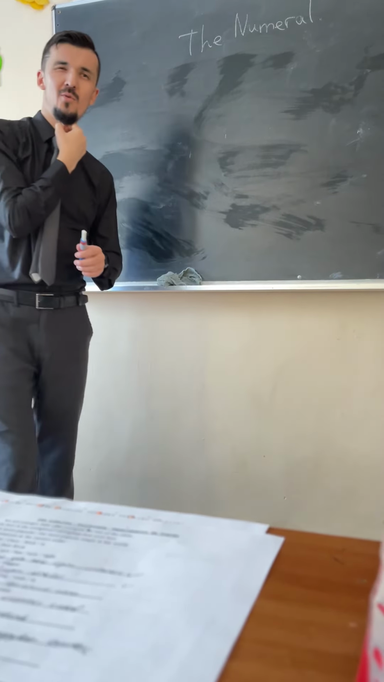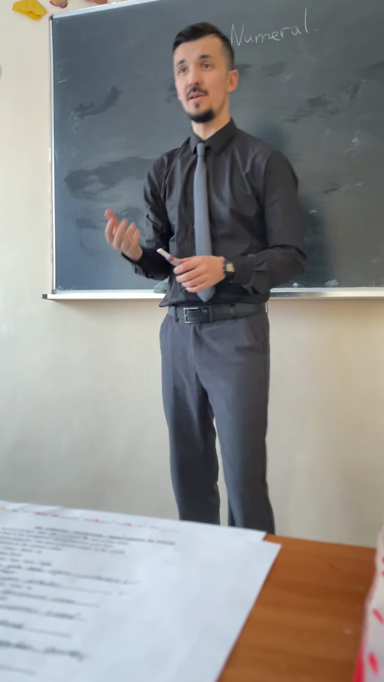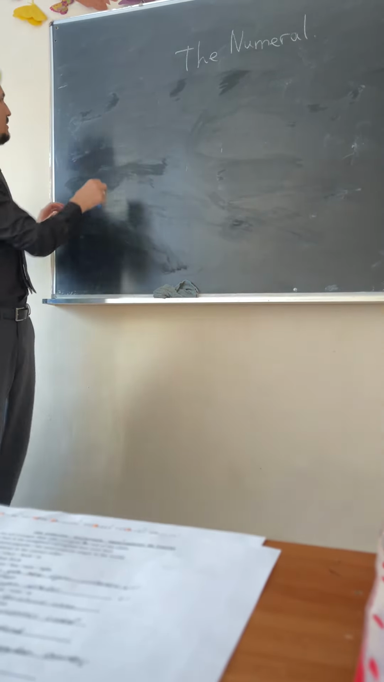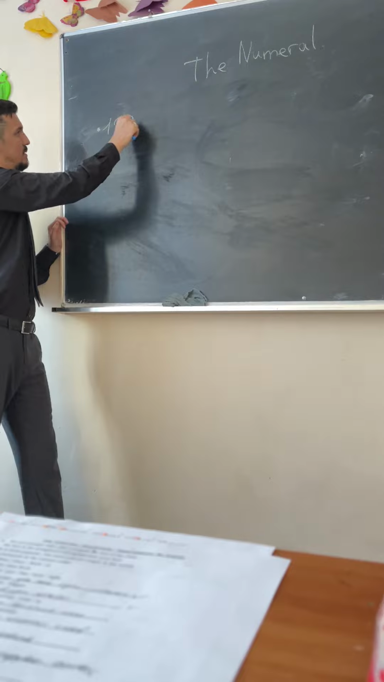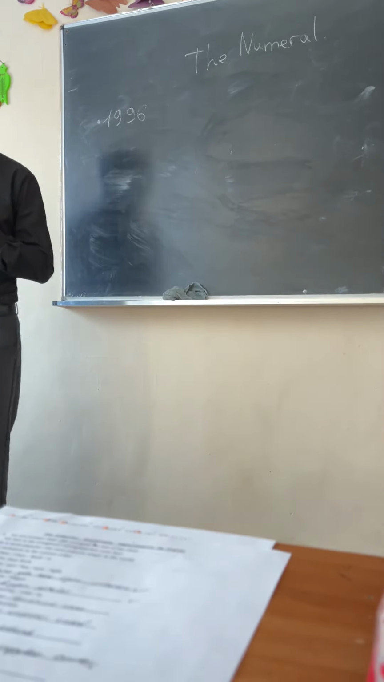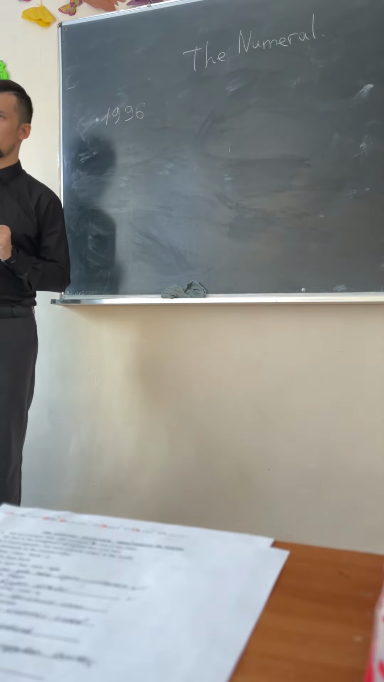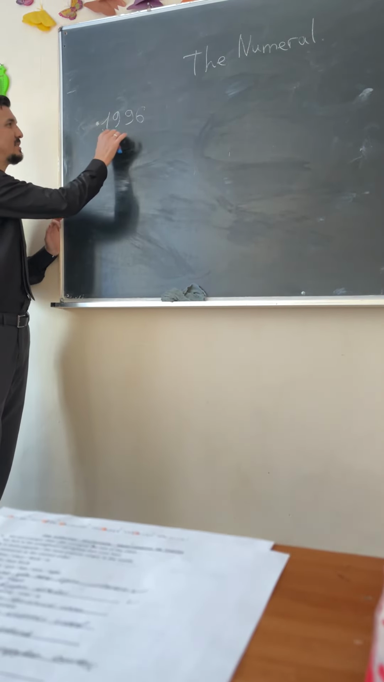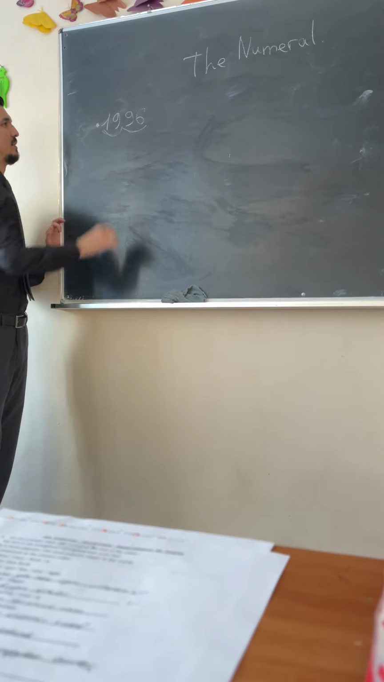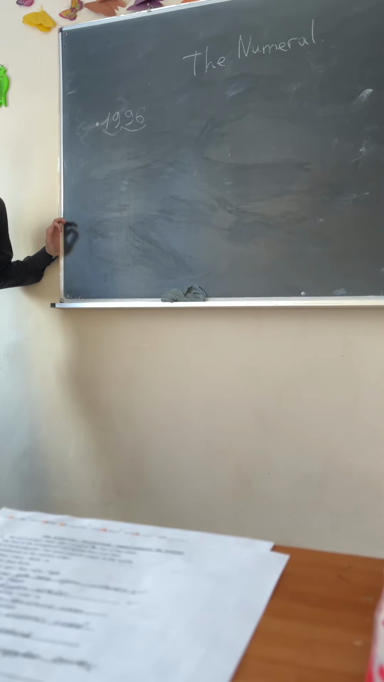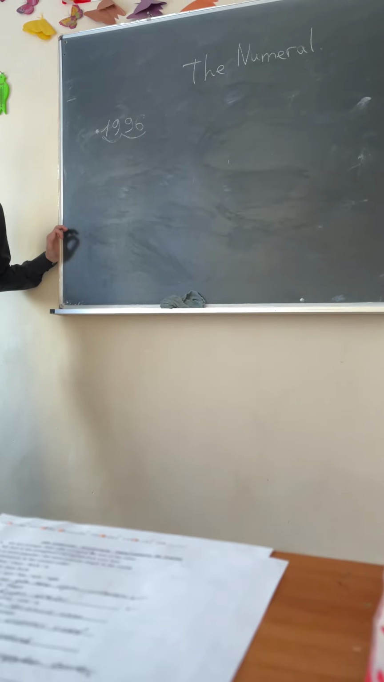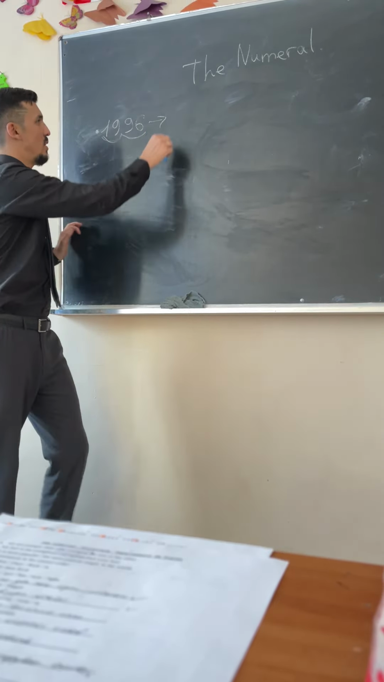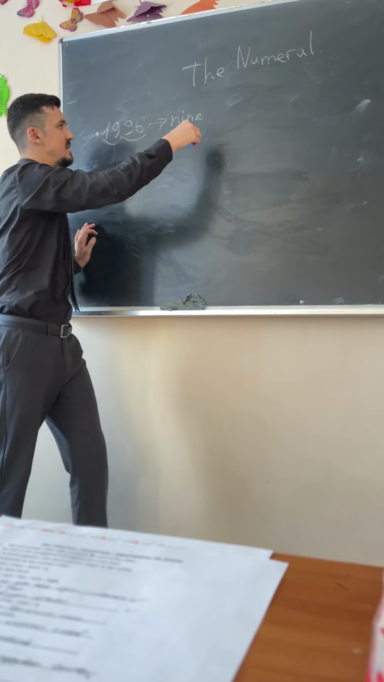And what do we have? The years, yes? Years. We divide it into two parts, yes? 1,000 and 19. So when we say the year, we say 19, just as easy as it is, okay?